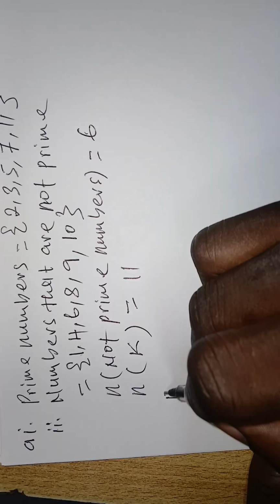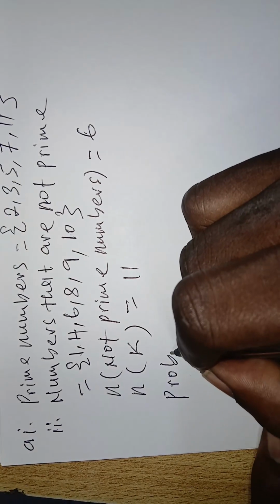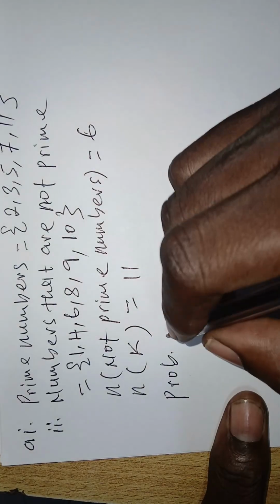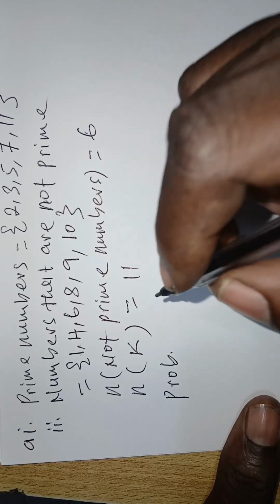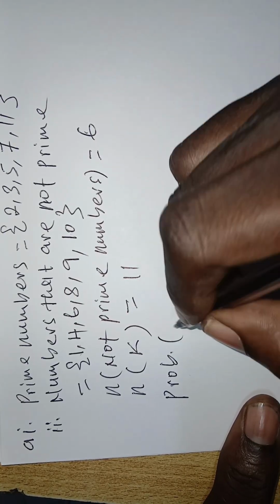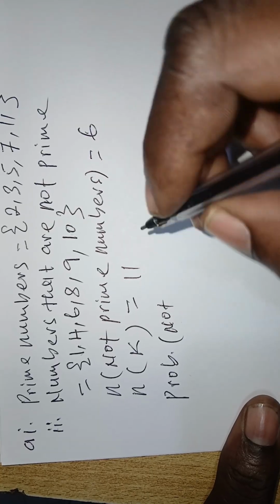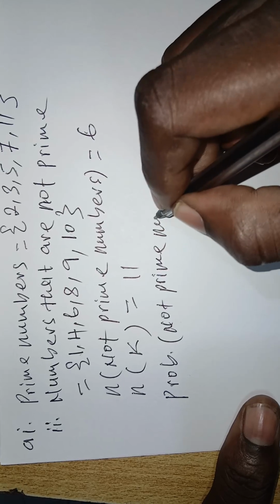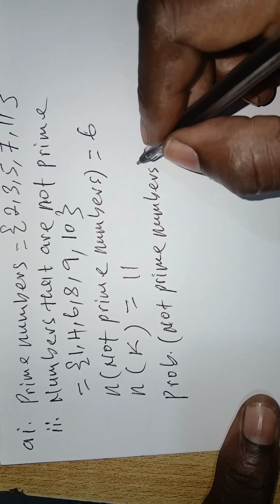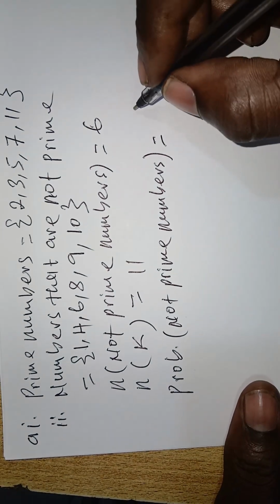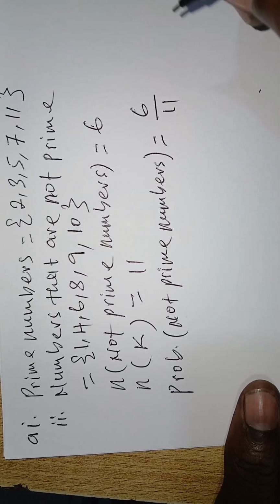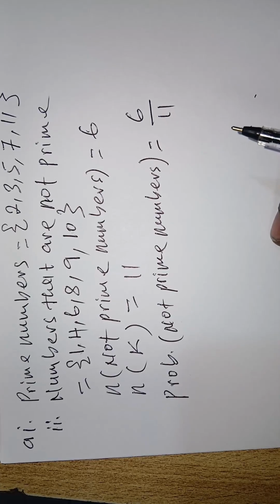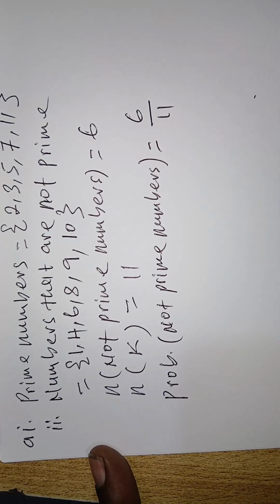Now, probability of numbers not prime equals 6 over 11. This is question 1A.